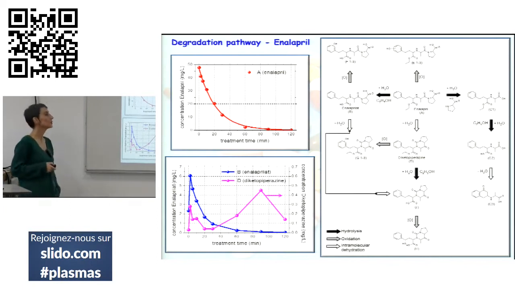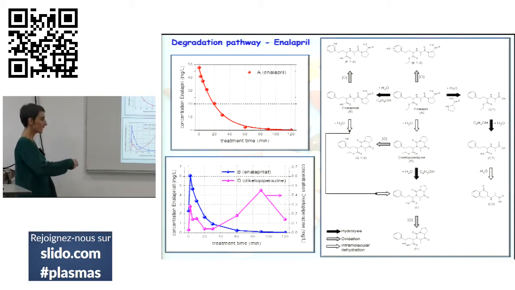And we've tried to follow these compounds during the treatment. We have here the degradation of enalapril, which you see is quite slow. We need 120 minutes to completely eliminate it. And then the appearance of enalaprilat and diketopiperazine happens relatively fast after the plasma is started, and then they start again to be degraded as well.